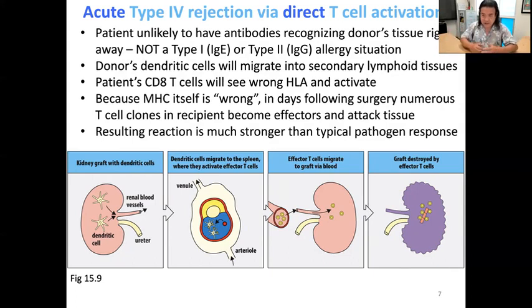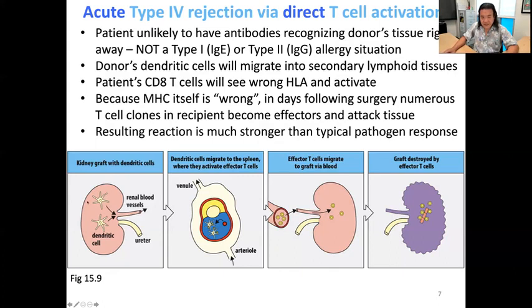If you're getting somebody else's kidney, why would you in the past have ever been exposed to that kidney before? So it's not going to be a type 1 or type 2. It's going to be more of a type 4 rejection involving T cells. So here, once again, here's the kidney that was transplanted into the patient.